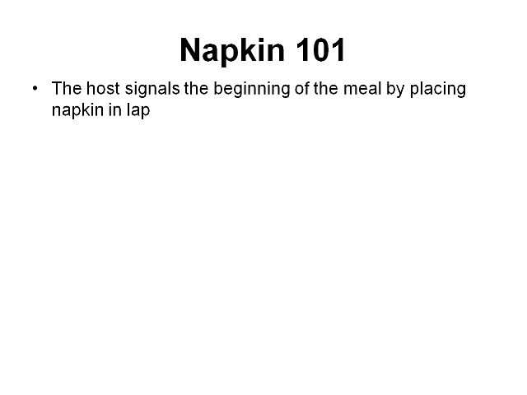Now the host, especially if you're at someone's home or you are in a restaurant where you've been invited to this dinner, signals the beginning of the meal by placing the napkin in his or her lap. If there is no designated host, then you put your napkin on your lap when you sit down. Do not unfold the napkin until it is in your lap.